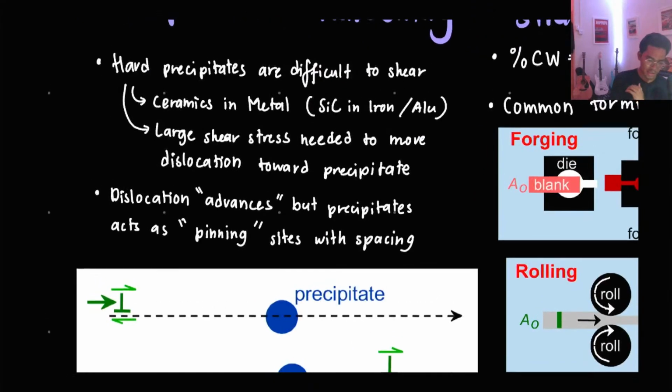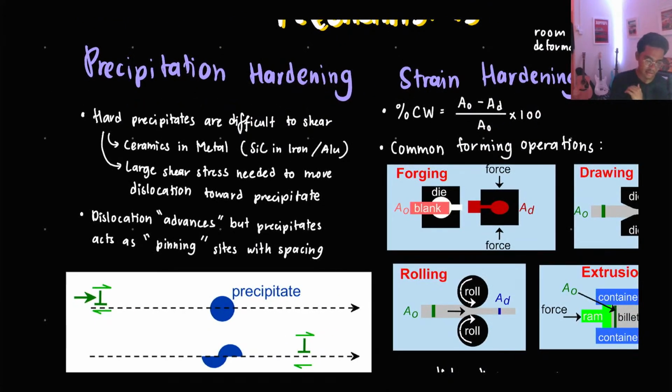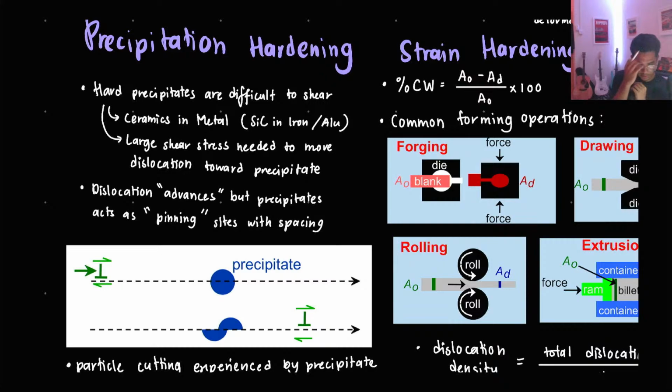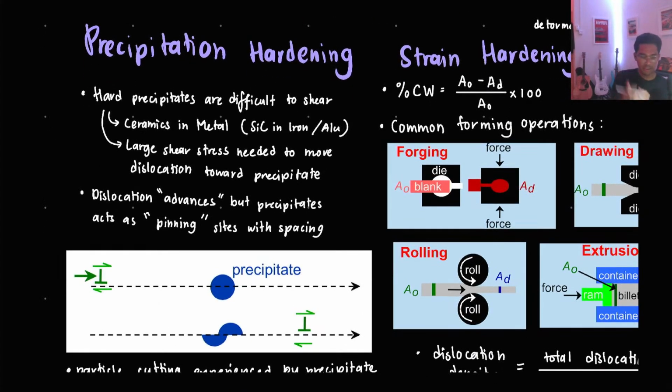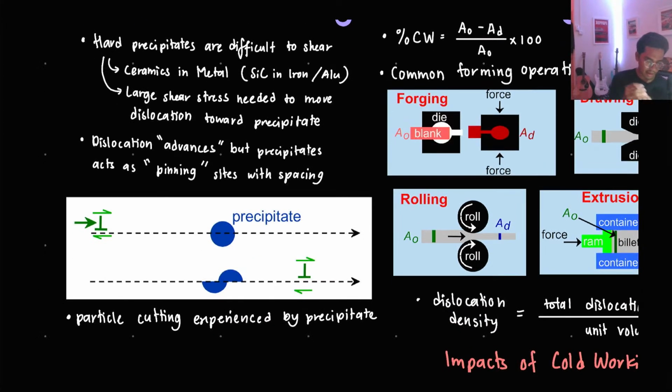Okay, now we go into precipitation hardening. So what does precipitate mean? In Malay, a precipitate is like a solution that does not dissolve. If you stir coffee and there is still powder left, that powder is called a precipitate. So how do we relate this to materials? Those little particles are what we call precipitates.